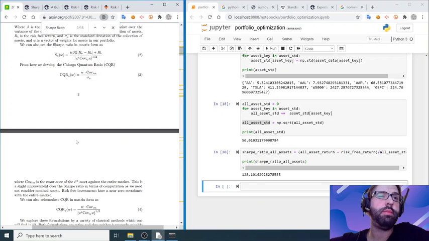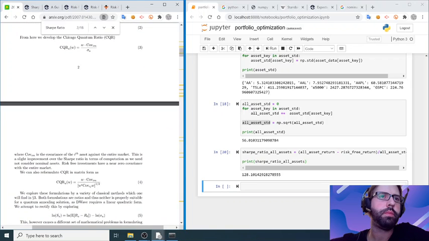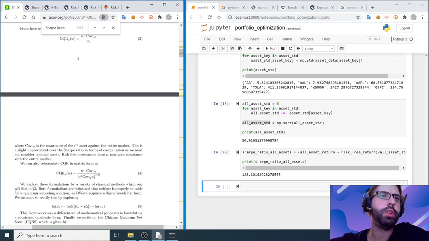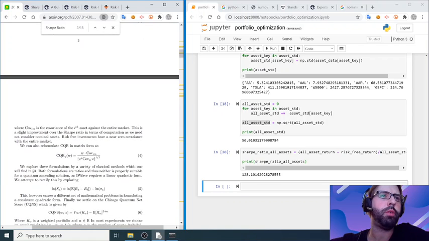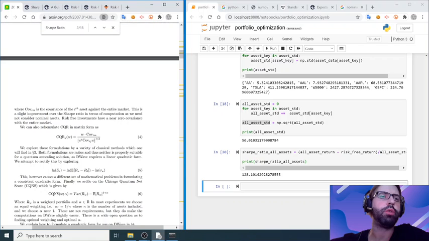In matrix form. We explore these formulations by a variety of classical methods, which one will find in 3. Both formulations are outrageous, and thus neither is properly suitable for a quantum annealing solution. Rectify this by exploring the natural logarithm.